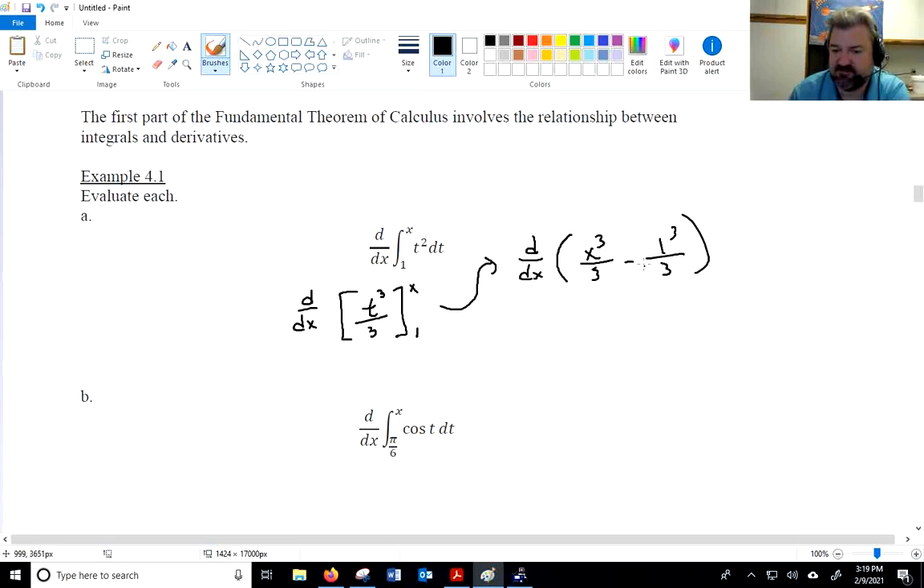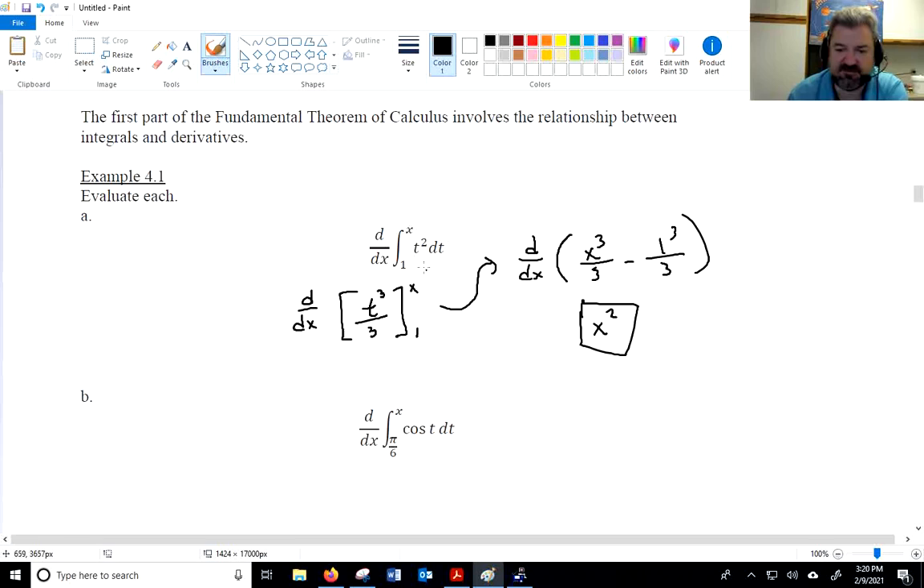Now we have to take the derivative of this. When I take the derivative, the 3 comes down, and I get 3x squared over 3. Well, that's just x squared. And then this 1 cubed over 3 is just a constant. So this is the answer, x squared.